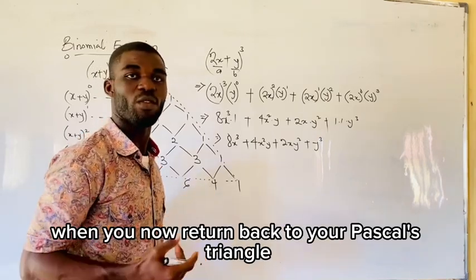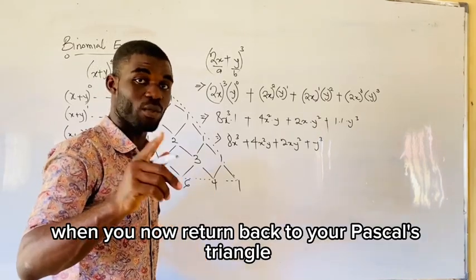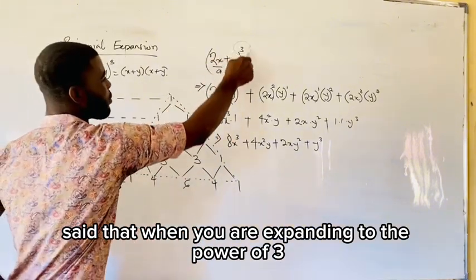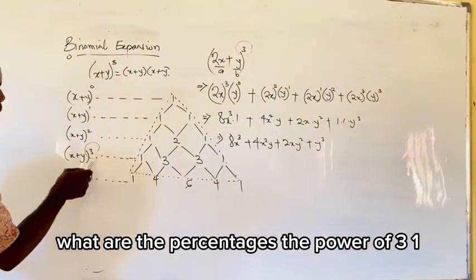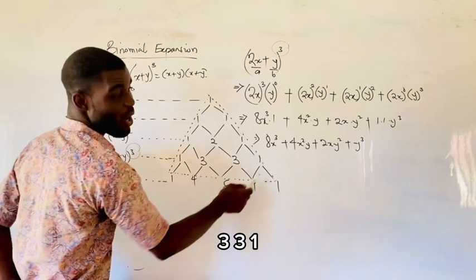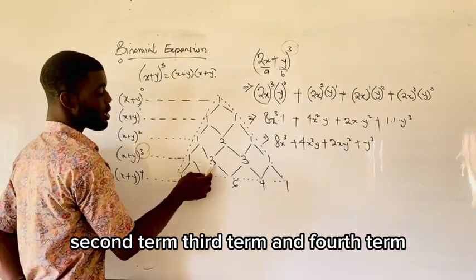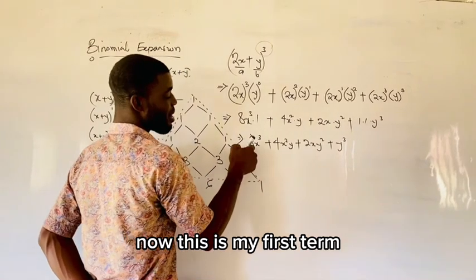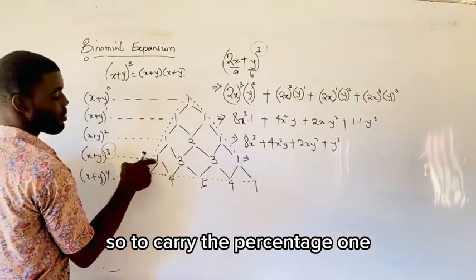The final work is when you now return back to your Pascal's triangle, okay? The Pascal's triangle said that when you are expanding to the power of 3, what are the coefficients? The power of 3: 1, 3, 3, 1. Now, this is for the first term, second term, third term, and fourth term. So that means I come to this place now.